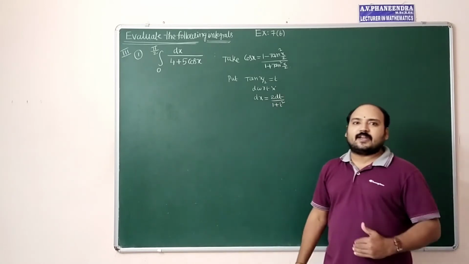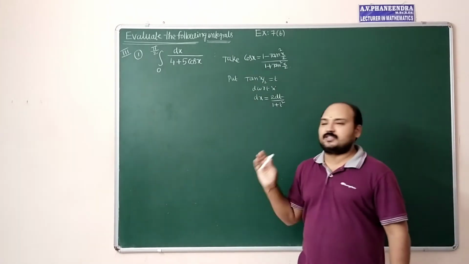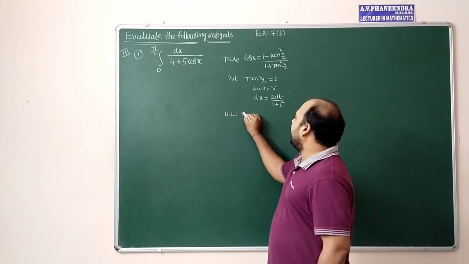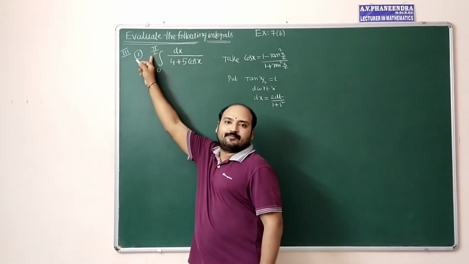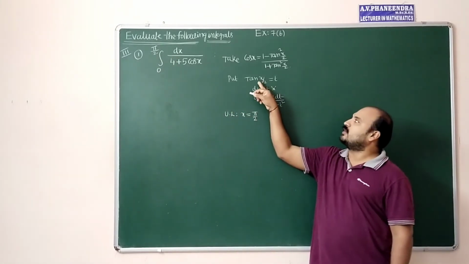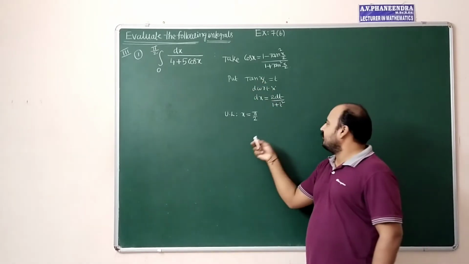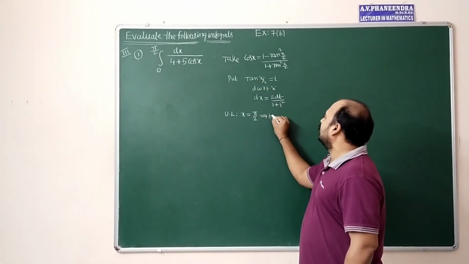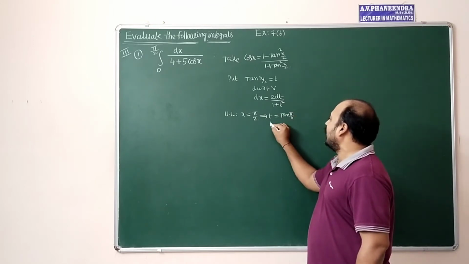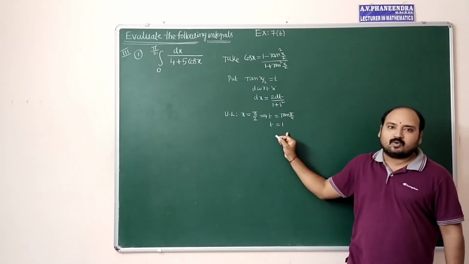In definite integration, whenever you make a substitution, the limits will change. First, the upper limit: when x is equal to pi by 2, substitute in t equal to tan x by 2. x by 2 means pi by 2 by 2, pi by 4. So t equal to tan pi by 4, tan 45, that is equal to 1. So when x is equal to pi by 2, the t value is 1.